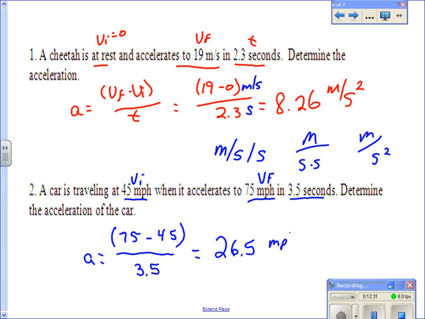If you're out looking at cars online, because most of you are juniors, so it's time to start thinking about cars, you'll actually look up the acceleration rate of different cars, and they'll give you the acceleration in miles per hour per second.